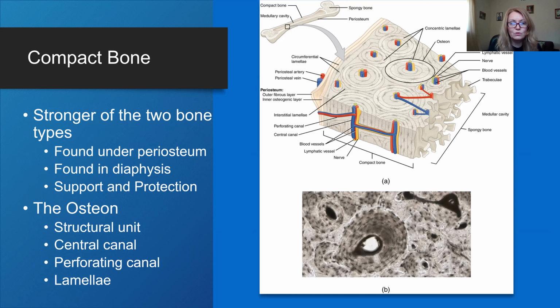The structural unit of compact bone is osteon. So the osteon, if you look at this picture here, or this histology slide, you see this circular structure over here. That's the osteon. Let's see if I can. So here's the osteon, right? Or over here, here's the osteon.